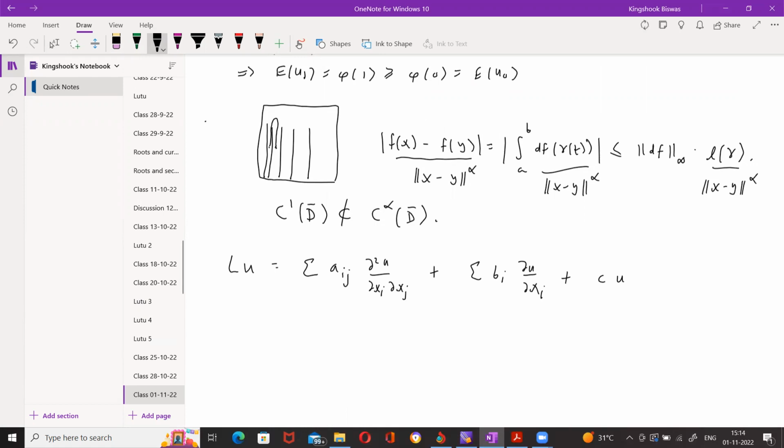Now, to control, what are we looking at? We're looking at the C0 alpha norm of LU, so the Holder norm of this.